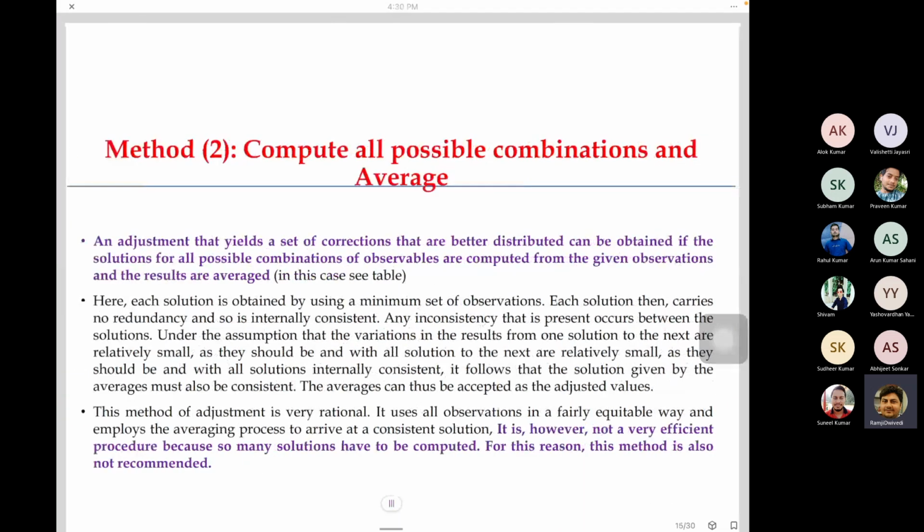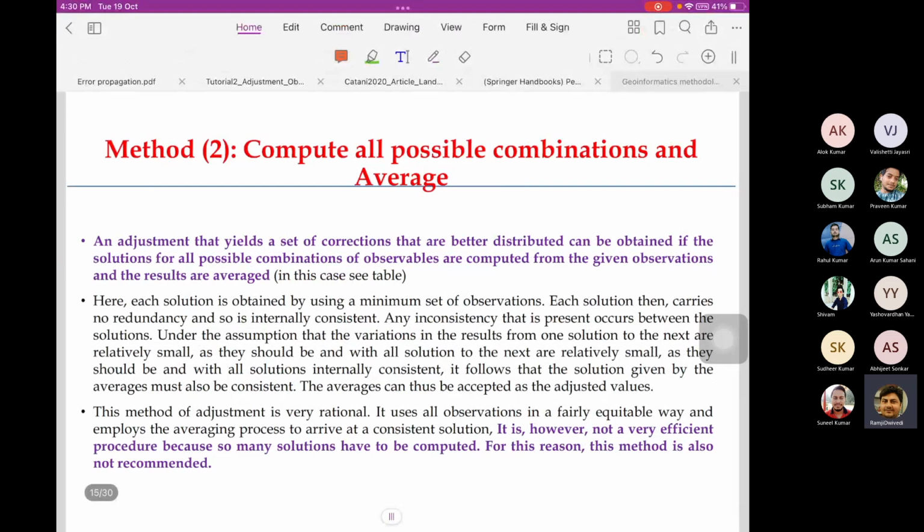The second one is compute all possible combinations and average. Again, I'm not reading it all, you can read it out. I'm just telling you the combination with the poor quality data and higher quality data would increase the quality of the poor data set and decrease the quality of the good quality data set, but it is not recommended since you do not know about the weights, let's say.